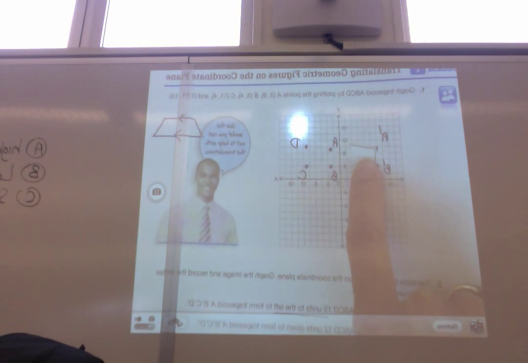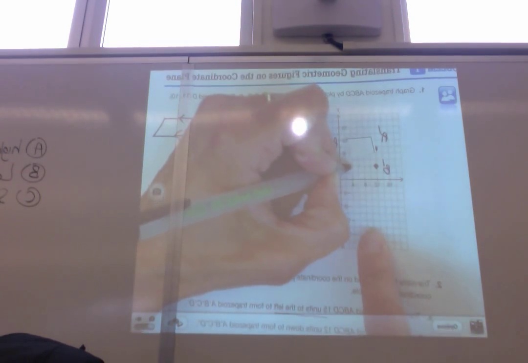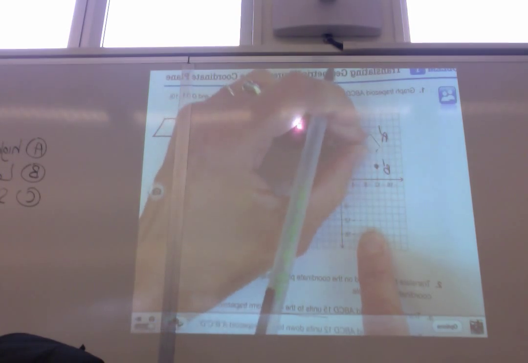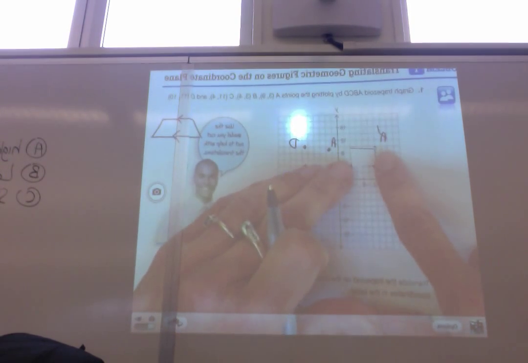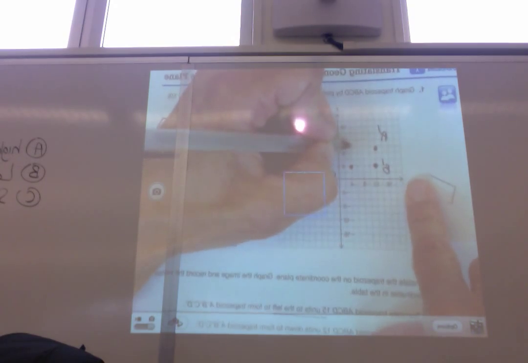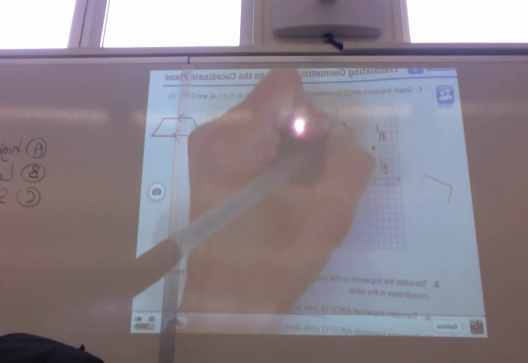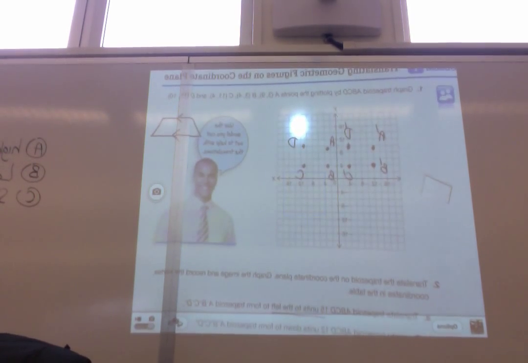I assume they want us to use it for something. So it looks like this should be right about here. And that one was on the line up here, but straight up from the C. So that's going to be right about here. C prime, D prime. Translate the trapezoid 15 units left. Graph the image, record the vertex coordinates in the table.